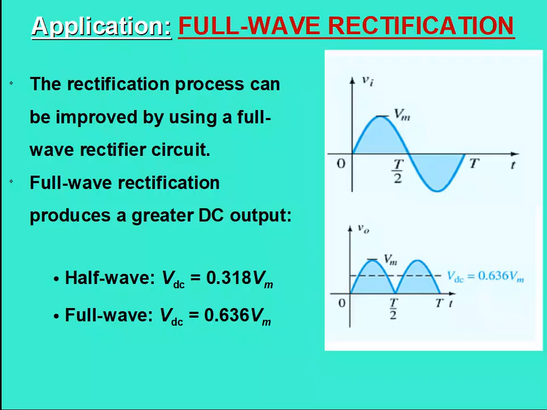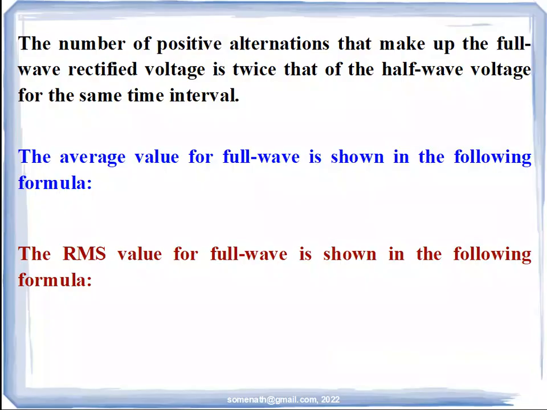So for the full wave, VDC is equal to 2Vm by pi. So 2Vm by pi means it is almost double, right? So the number of positive alternations that make the full-wave rectified voltage is twice that of the half-wave voltage. How can we show it? That is, V average is equal to 2Vp by pi. Now the question is why it is so, because when we did the previous calculation to find the average value for a half-wave rectifier, we just considered one loop, that is 0 to pi, but we did not consider pi to 2 pi because there is no current flow through it.